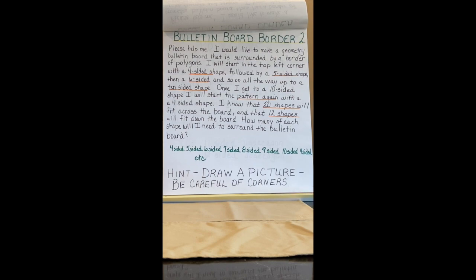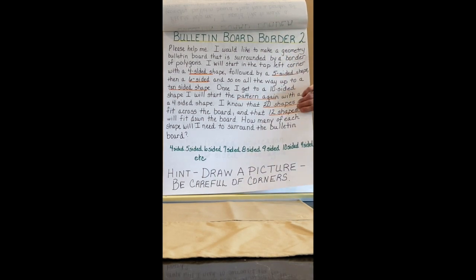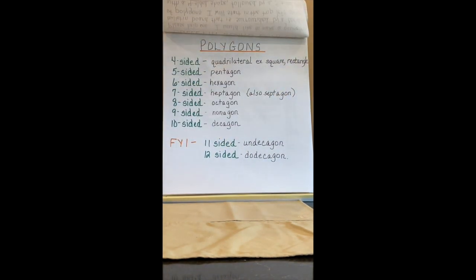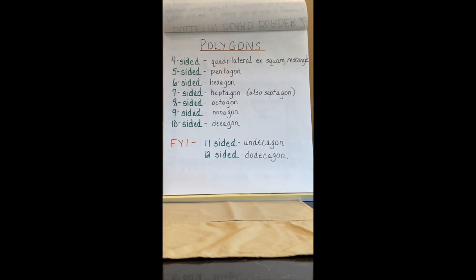As a little side to this problem, I wanted to talk to you a little bit about polygons. I wondered if you know the names of your polygons. Polygon means many sides. That's what the word means. A 4-sided polygon is a quadrilateral. Quad means 4 sides. There's lots of different quadrilaterals: squares, rectangles, trapezoids, parallelograms. Those are all polygons.